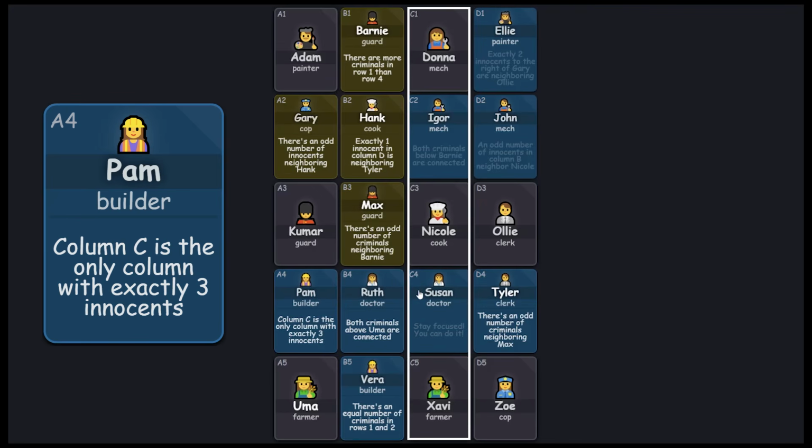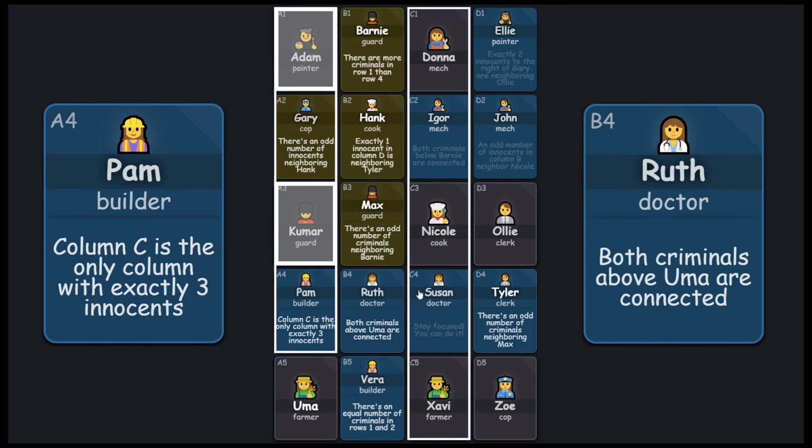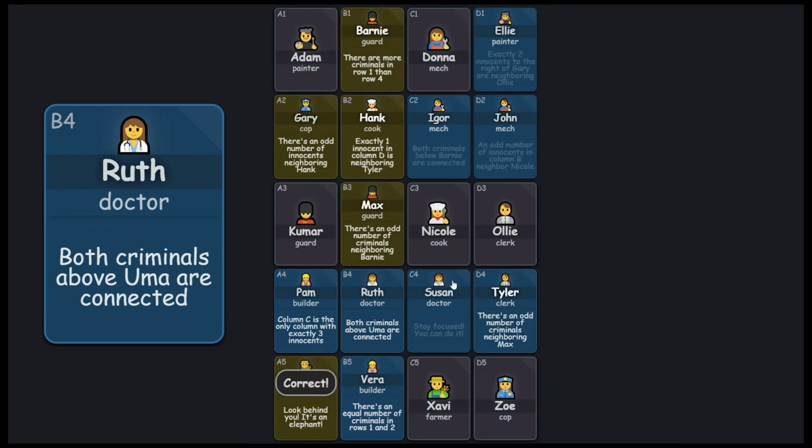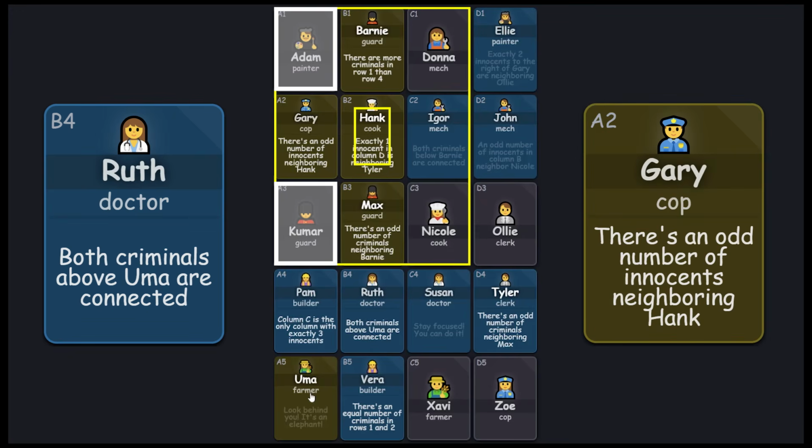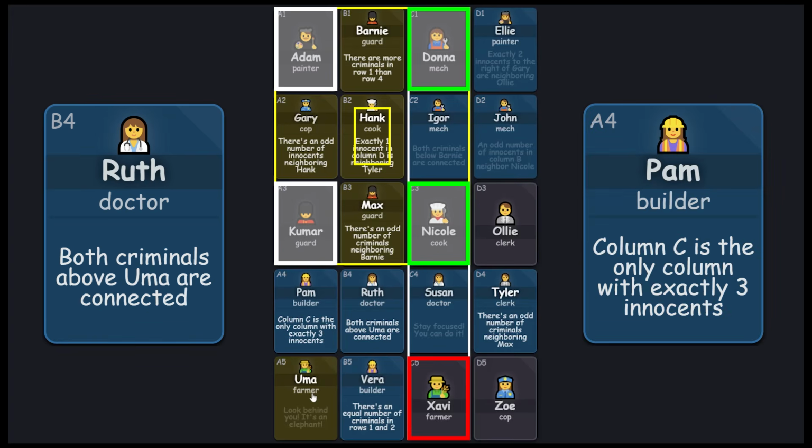Take a look at Pam's clue again. We know from Ruth's clue that either Adam or Kumar is innocent. And since column A cannot have 3 innocents, we can mark Uma as a criminal. Also, since Hank must have an odd number of innocents, either Donna or Nicole must be innocent. Following Pam's clue, we can mark Chavi as a criminal.